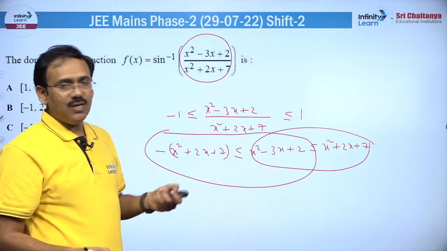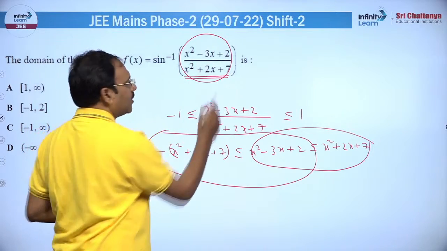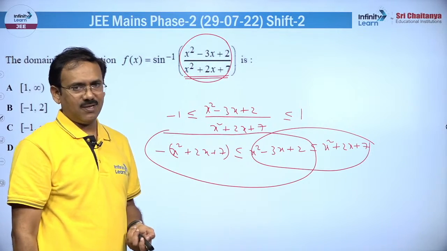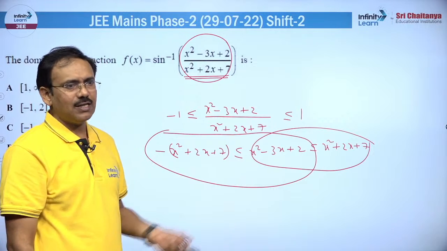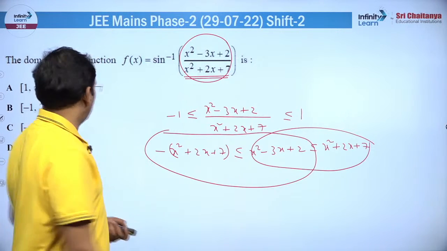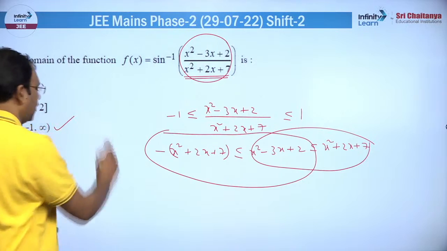To make it easy for you, he had made the denominator a positive quadratic expression. So, you can take the benefit of that, you can solve it, you will get the answer to be minus 1 to infinity, that is it.